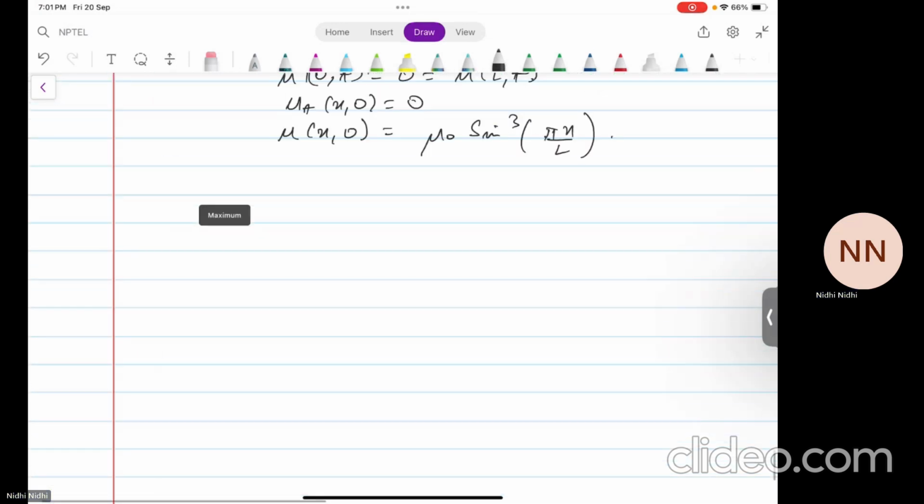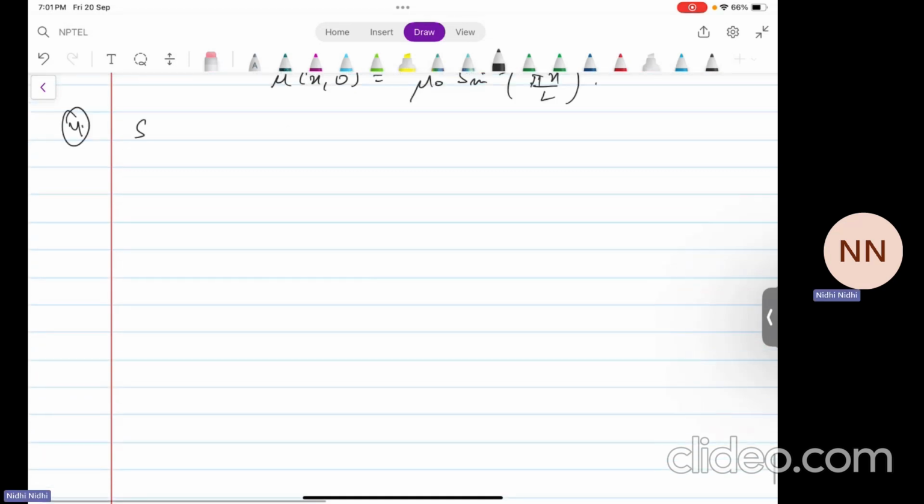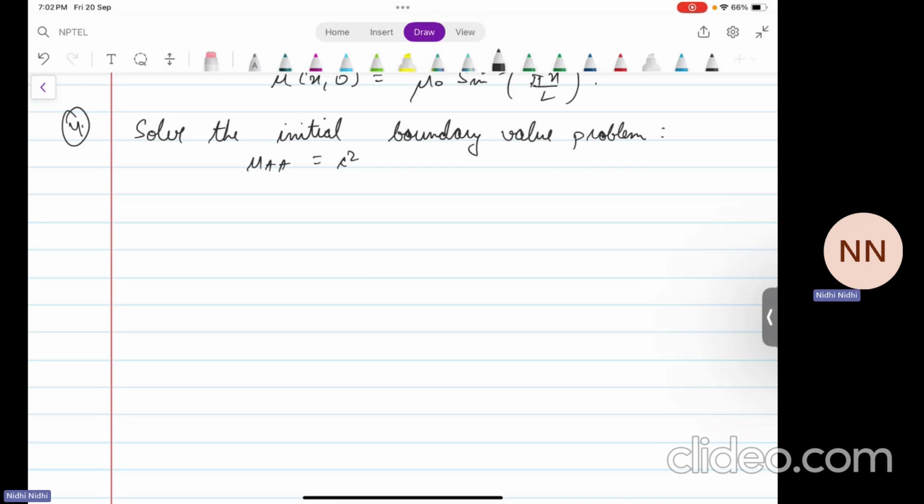Next we have question number 4. Solve the initial boundary value problem utt is equal to c square uxx for all x positive and t positive.